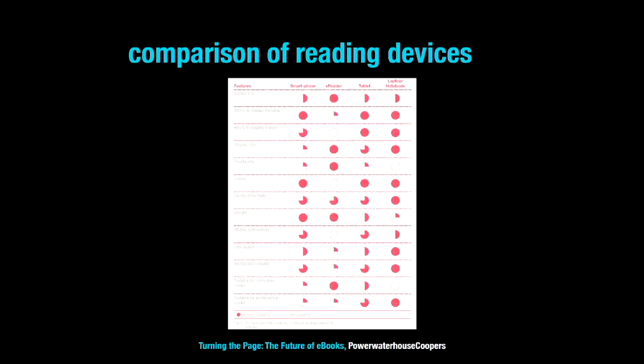So this is actually a graph that I got from a document called Turning the Page, The Future of eBooks by PricewaterhouseCoopers. It's just a comparison that compares the suitability of the features of reading devices such as the smartphone, e-reader, tablet, and of course a laptop. And as you can see, the tablet has the ability to have all these features, except the battery life is not that great as an e-reader. So this is just a great graph of comparing those features with each device.